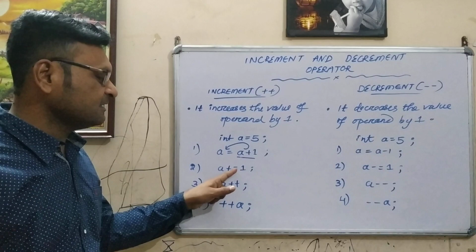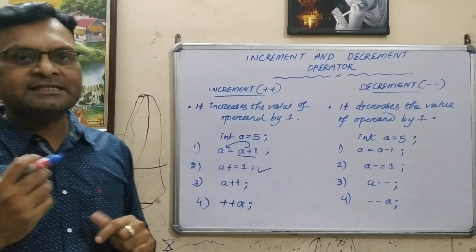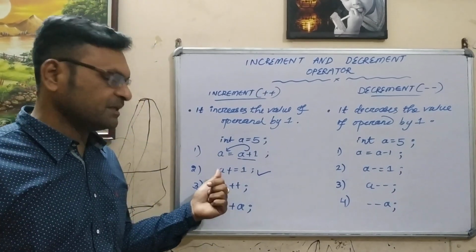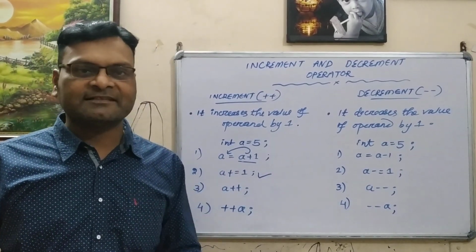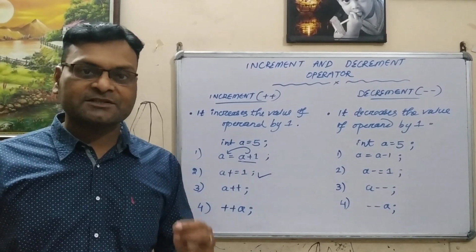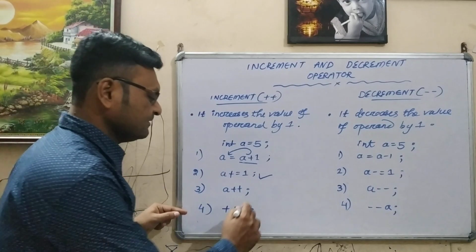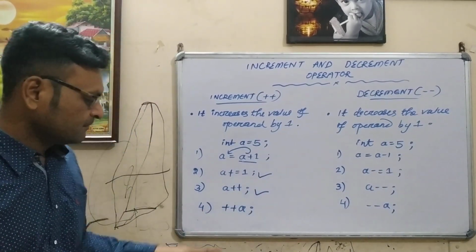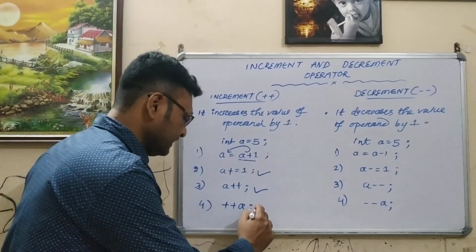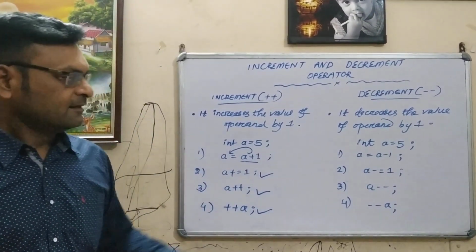Then a += 1, this is the second way by which you can increase the value of a by 1. And this is known as the compound assignment operator or shorthand operator. Third way, a++, this is known as postfix increment. ++a, this is known as prefix increment.